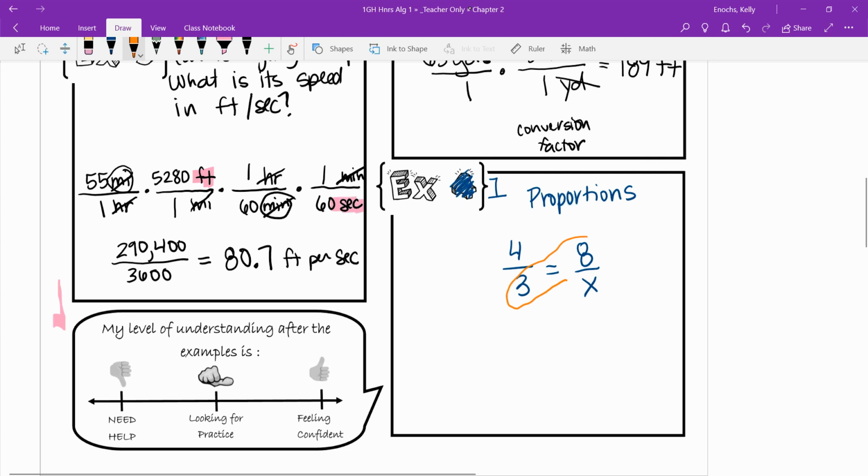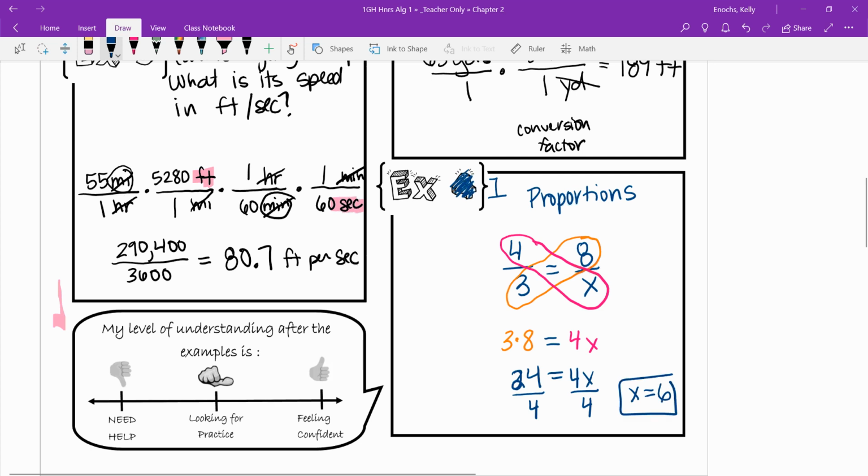So during cross multiplying, you take your two numbers that are diagonal from each other, so 3 times 8, and you multiply them together. And then you set them equal to two numbers that are the other diagonal across from each other, so 4 times x, and then you go through and you solve that problem, just like you would solve a regular equation at the beginning of this chapter. So 3 times 8 is 24, and 4x, divide by 4 on both sides, and you get x equals 6. Pretty easy, right?